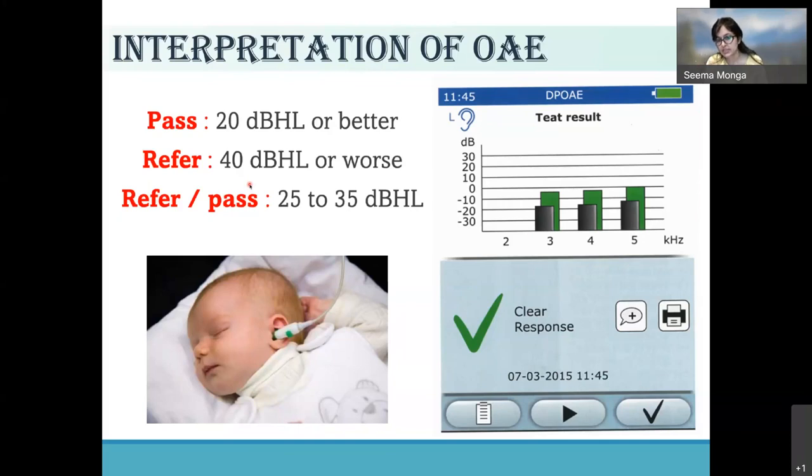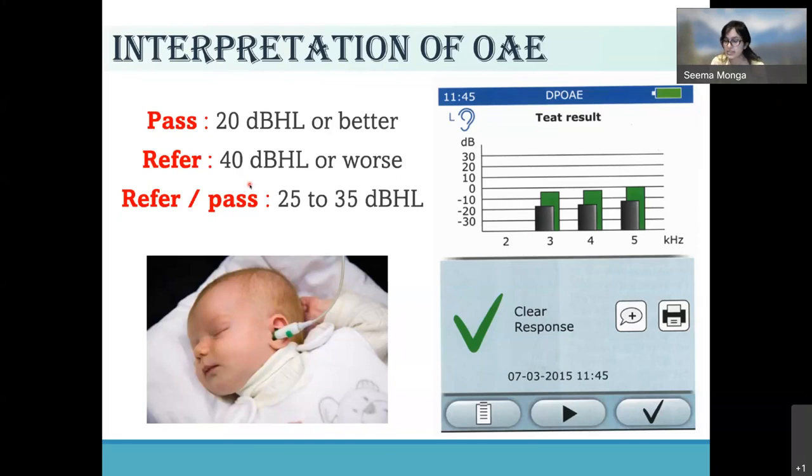You repeat the test after a week or after 2 weeks. You give medication for otitis media with effusion. Maybe there is fluid. All right. And then repeat after 2 weeks. This is the guideline. So OAE absent does not mean that the child is deaf. You straight away refer the child for speech therapy, cochlear implant? No. Repeat the test.